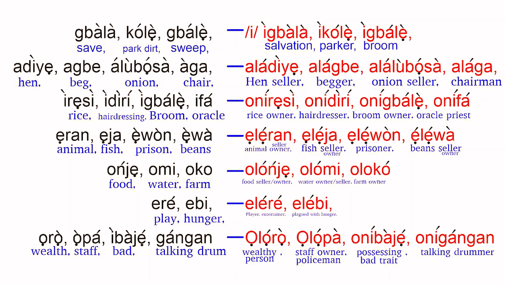And then we have kole, which means to pack. We add I to it, it becomes akole, a packer. And then if we precede it with O and Ni, it becomes onikole, that is someone who sells, a packer. And then we also have bale, which means to sweep. We add E to it, it becomes igbale, which means a broom. And then if we add O and Ni to it, it becomes onigbale, that is someone who sells broom. So that is for that.